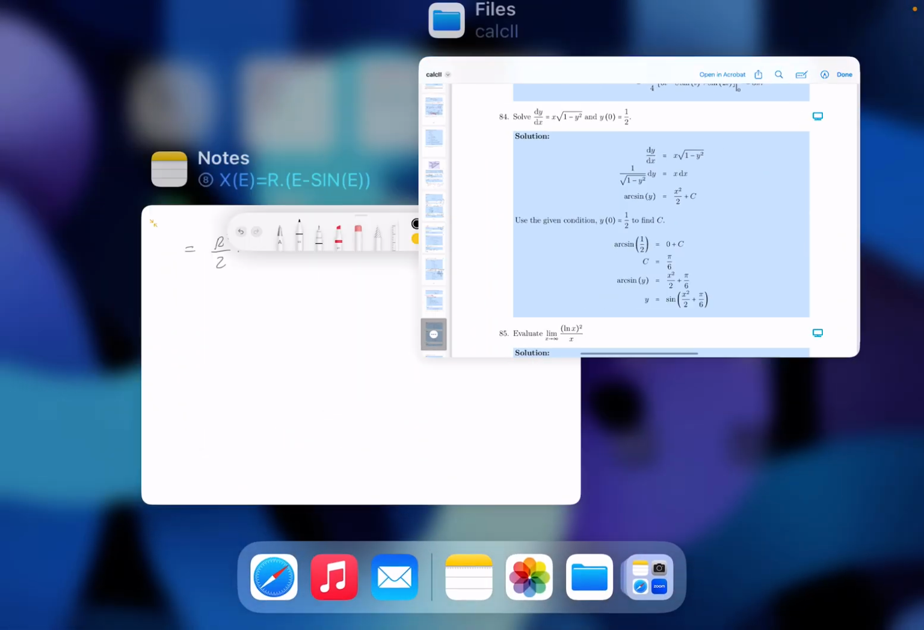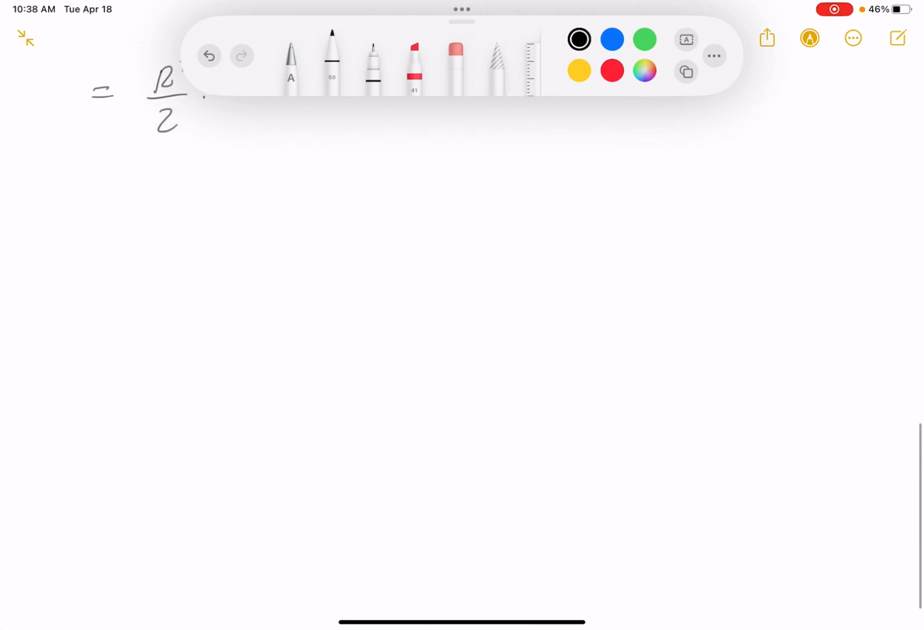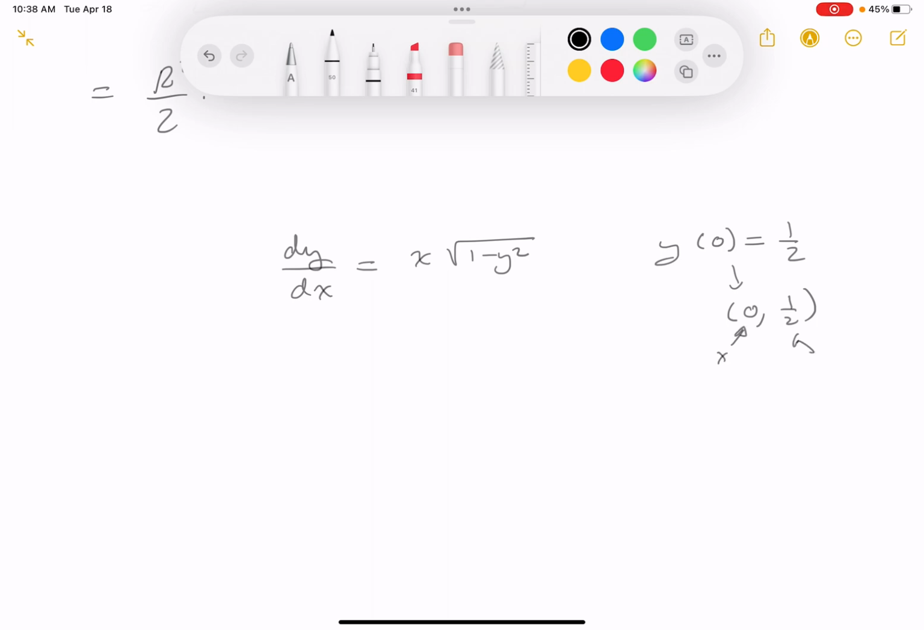So let me go to the whiteboard, and let's write down. So what am I given? I'm given dy dx equals x over the root of 1 minus y squared. This is known as a separable differential equation. And then there's a condition given to me that y, when evaluated when x is 0, would be 1/2. So this is actually a point, and the x is going to be 0, but the y is going to be 1/2. So this is the x, and that's the y.